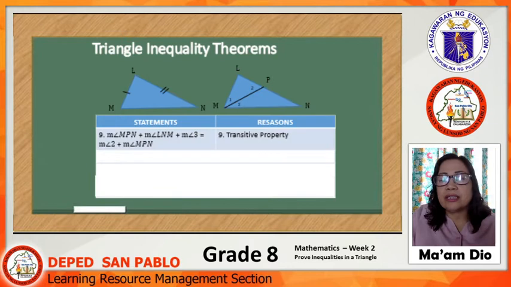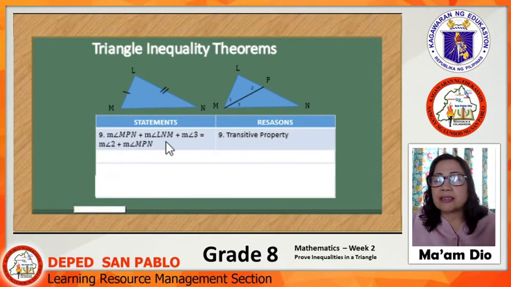Now let's proceed to statement number 9, that the measure of angle MPN plus the measure of angle LNM plus the measure of angle 3 is equal to the measure of angle 2 plus the measure of angle MPN. Where was this taken? From the previous statements. By the transitive property of equality, then we can say that these two statements are equal.